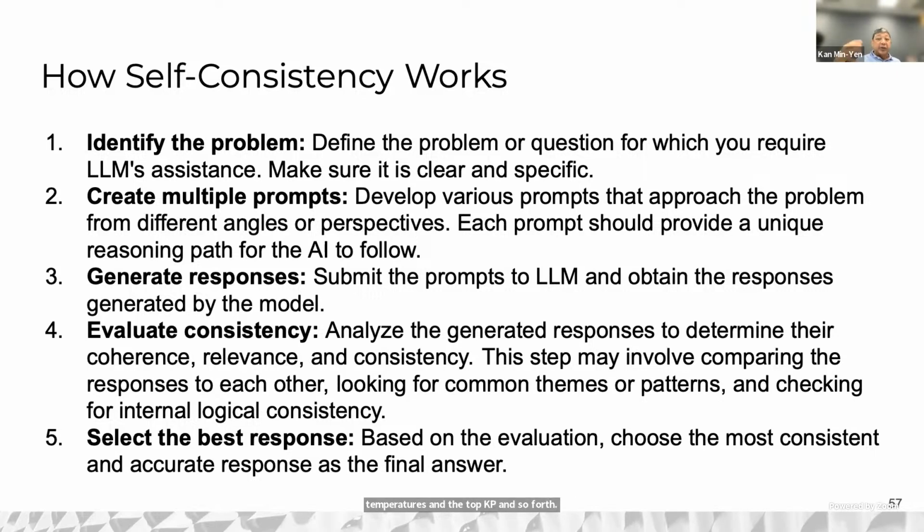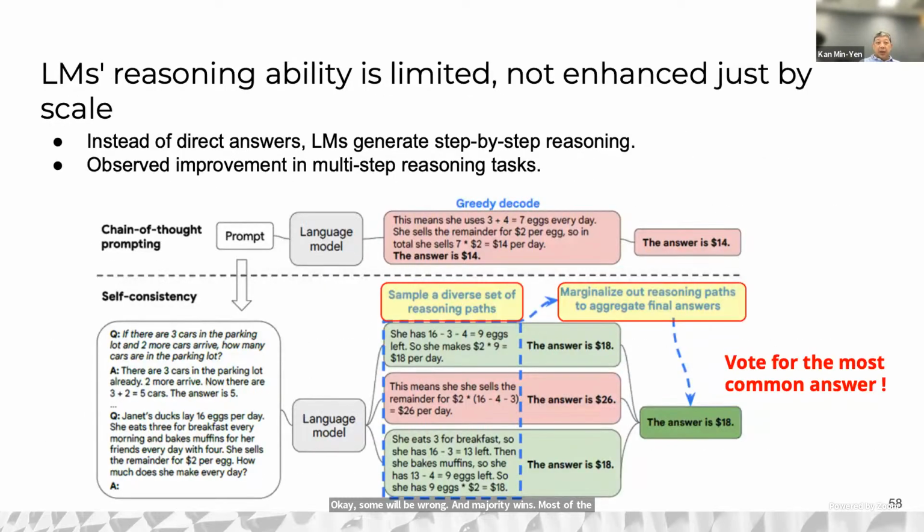Then after we generate the responses, we evaluate consistency. Consistency means that you generate several answers, and then you look at the answers and you say, well, most likely the right answer is the one that is generated most often. Some will be wrong, but the majority wins most of the time, by selecting the best response. So the LLM's reasoning ability is limited, but enhanced by sampling.